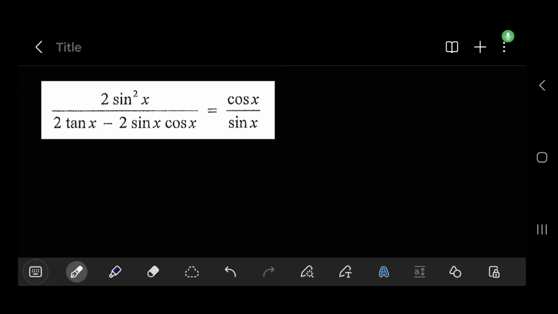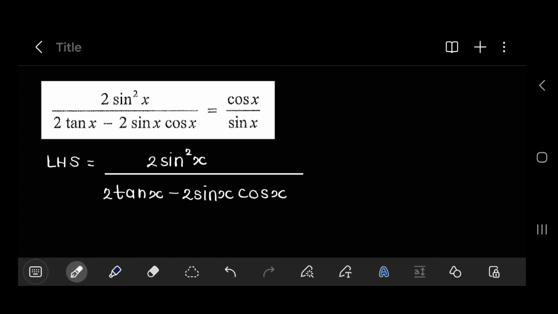Here is our question 4, and just by looking at this, there is a lot more going on the left hand side, so we're going to simplify that. The answer that we're looking for is what is on the right, so we need to get cos x over sin x. Let's start off by writing down what the left hand side is equal to. So here's what we have.